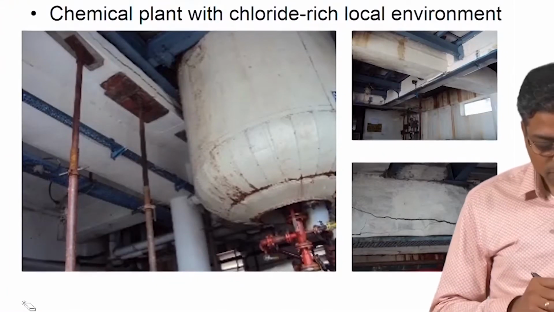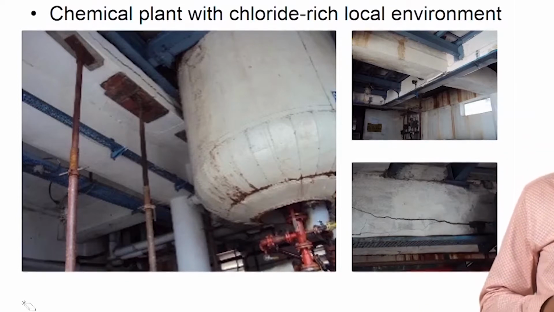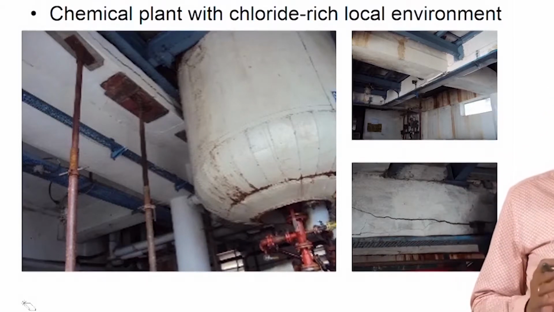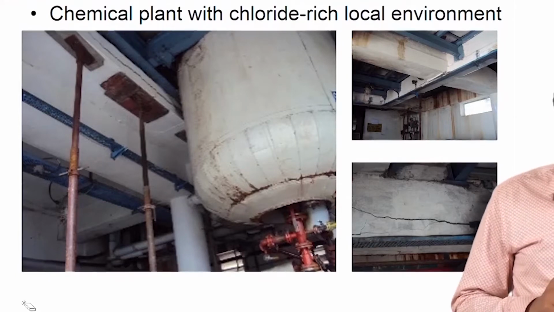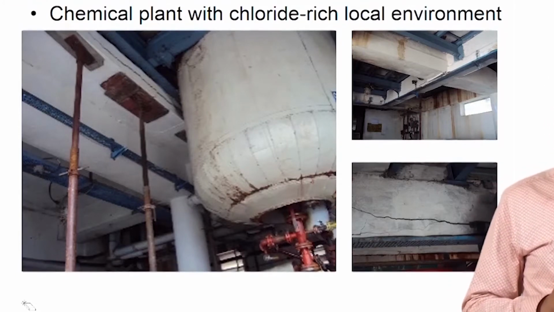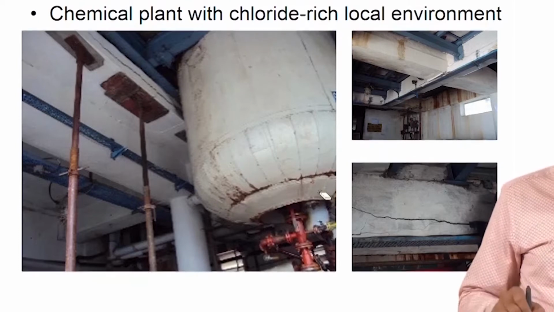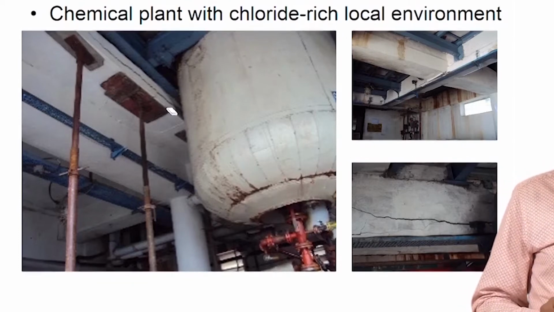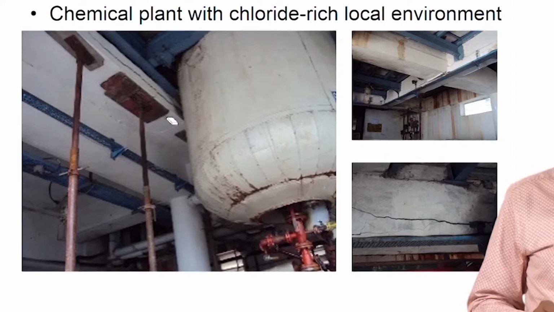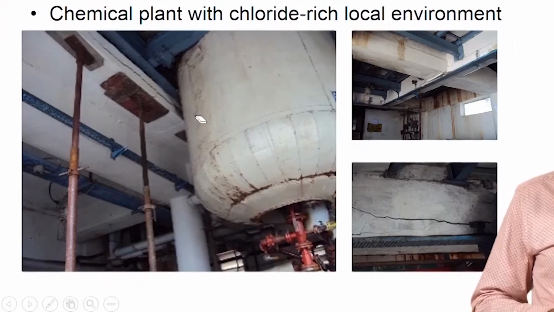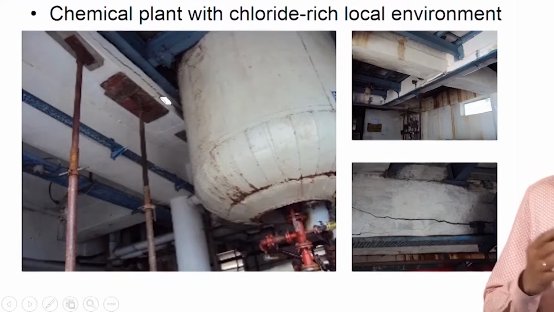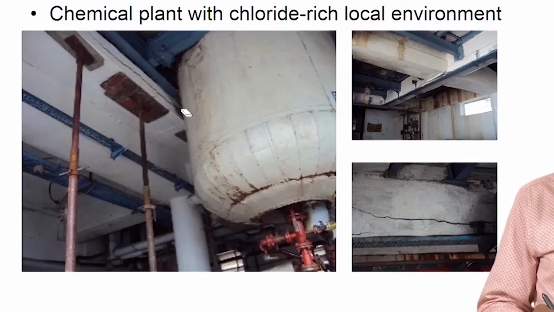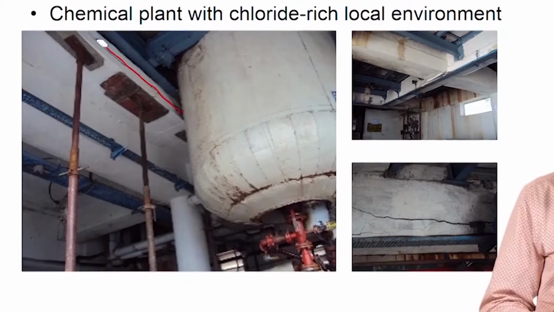This is another example of a localized corrosion, a localized chloride attack. This picture shows a building or a chemical plant. Actually, this region over here uses hydrochloric acid for the production of these chemicals, and because of that HCl-rich, or chloride-rich, environment, you can see the beams over here have severe cracking.